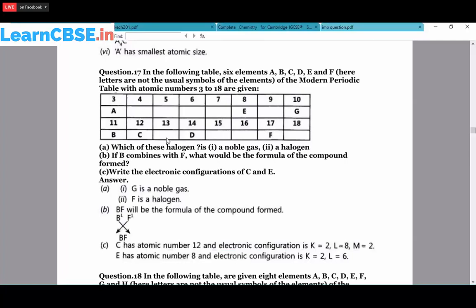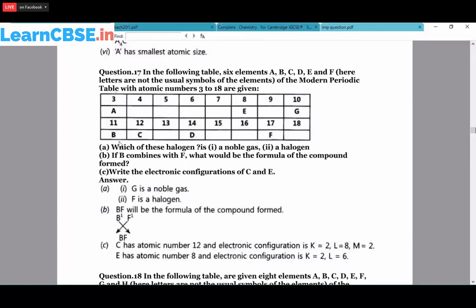Okay, so they have given some of these, and G is present in group 18, in the last column, so we call it a noble gas. Before that, it's group 17, which we call halogens, so F is a halogen. F is a halogen, and G is the noble gas, because here all the electrons in the outermost shell are completely filled. If B combines with F, what would be the formula of the compound?